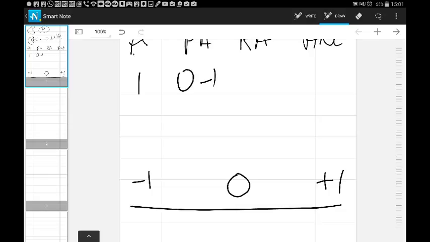Reverse agonist will produce action opposite to the normal action. So it will be less than 0, which will be negative. And antagonist will have no action. So why do we give antagonists?